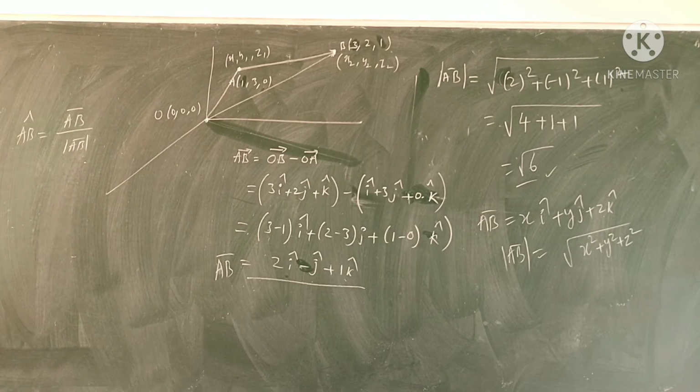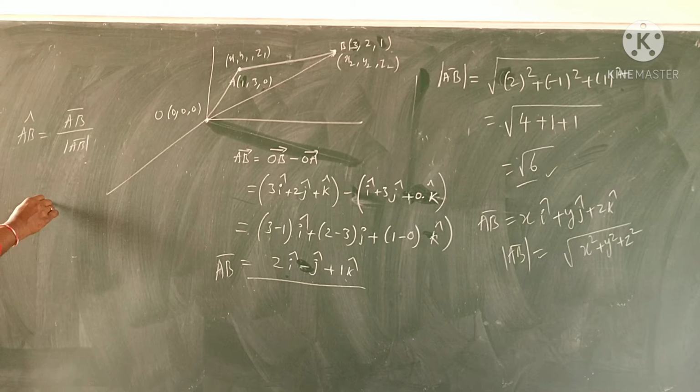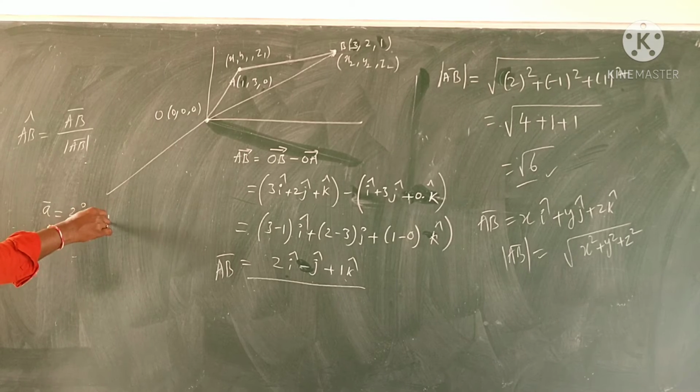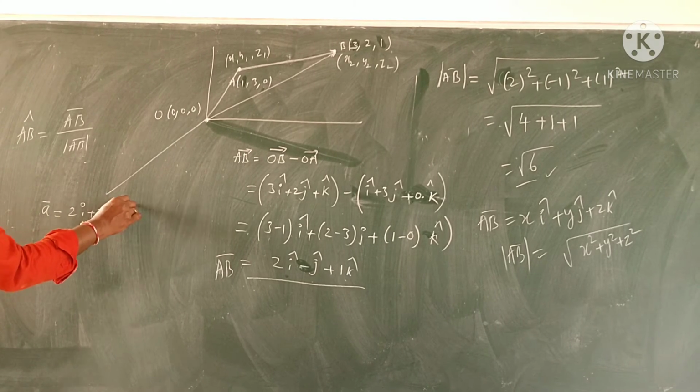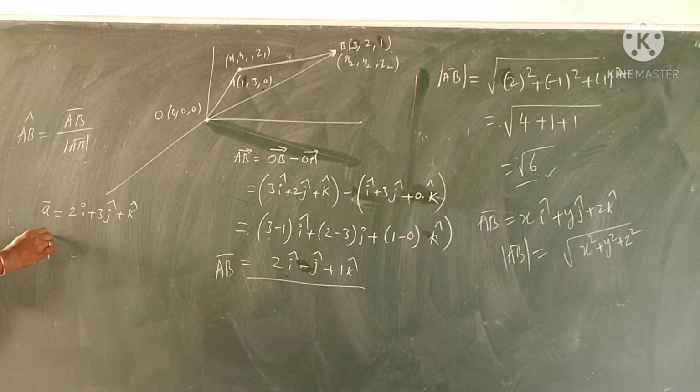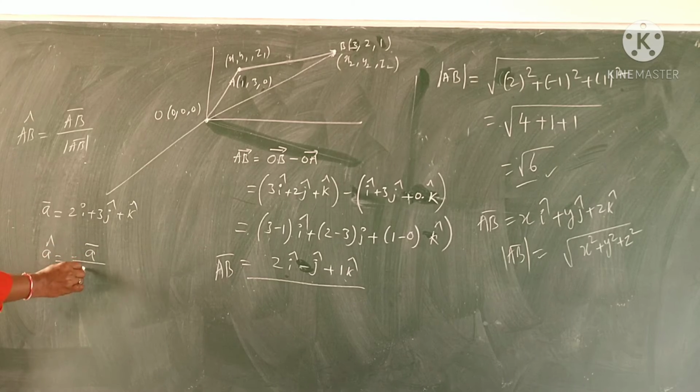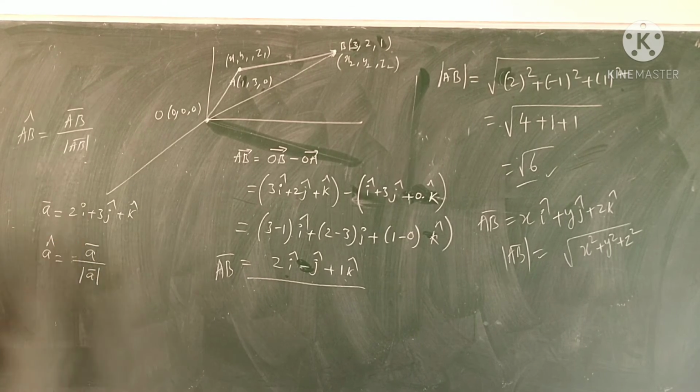Suppose A is a vector, A equals 2 i cap plus 3 j cap plus k cap. Then the unit vector is written as A cap. A cap is equal to the A vector divided by the magnitude of A. What will the unit vector be? The A vector divided by the magnitude of A.